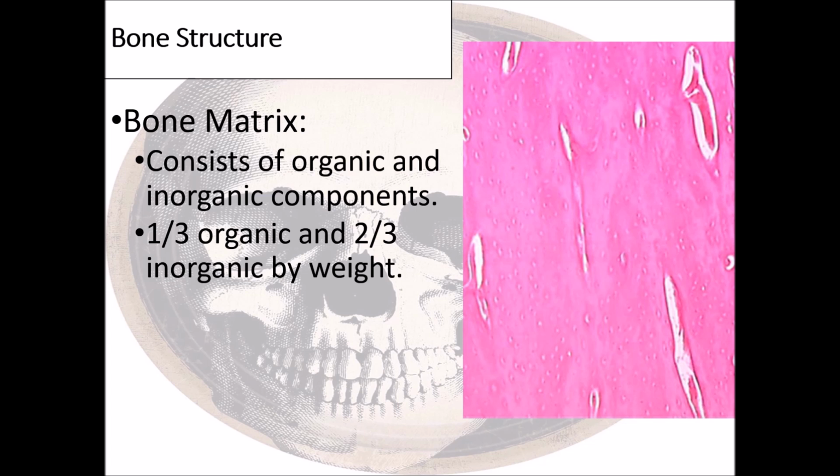Rickets is caused by a lack of vitamin D, which is caused by a lack of sunlight, which does not allow the bones to absorb calcium, which thereby renders the bones with too little calcium, meaning they don't have enough of the inorganic component, and they're too bendy. They're too malleable. So when the child's weight is put on those bones for a long period of time, the bones bend.